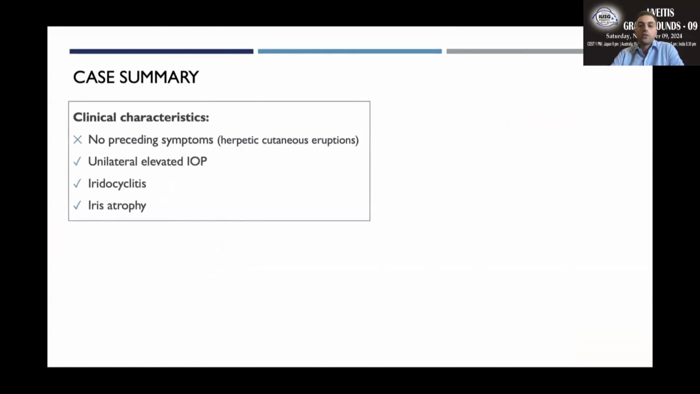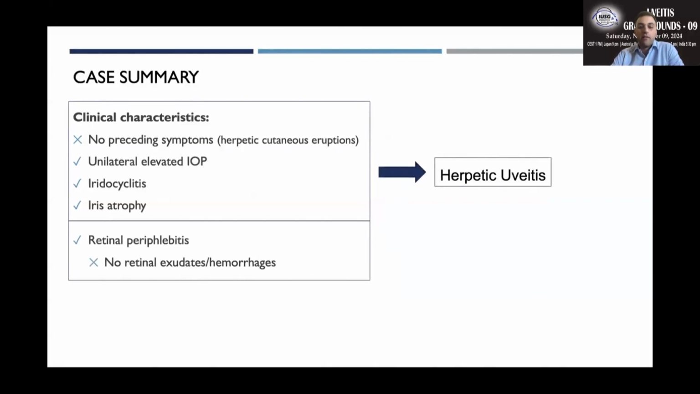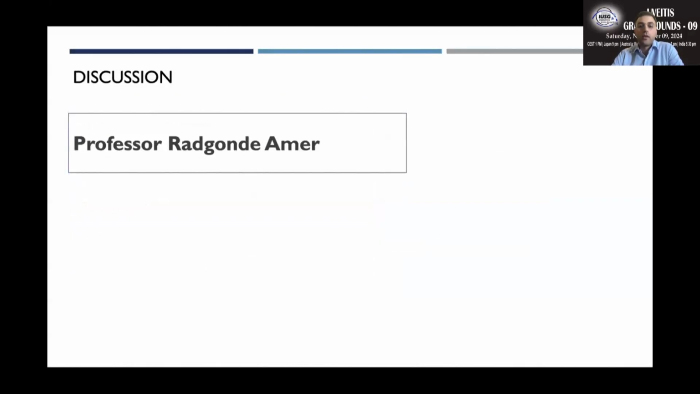So in summary, this was a case of a middle-aged, healthy man with no preceding herpetic cutaneous eruptions who suffered from unilateral elevated intraocular pressure, iridocyclitis, and iris atrophy during follow-up. All these features are characteristic of herpetic uveitis. However, retinal periphlebitis, present in this case, is a rare and atypical manifestation of this condition. So thank you from my side, and now I will hand it over to Professor Ammer to discuss the case.